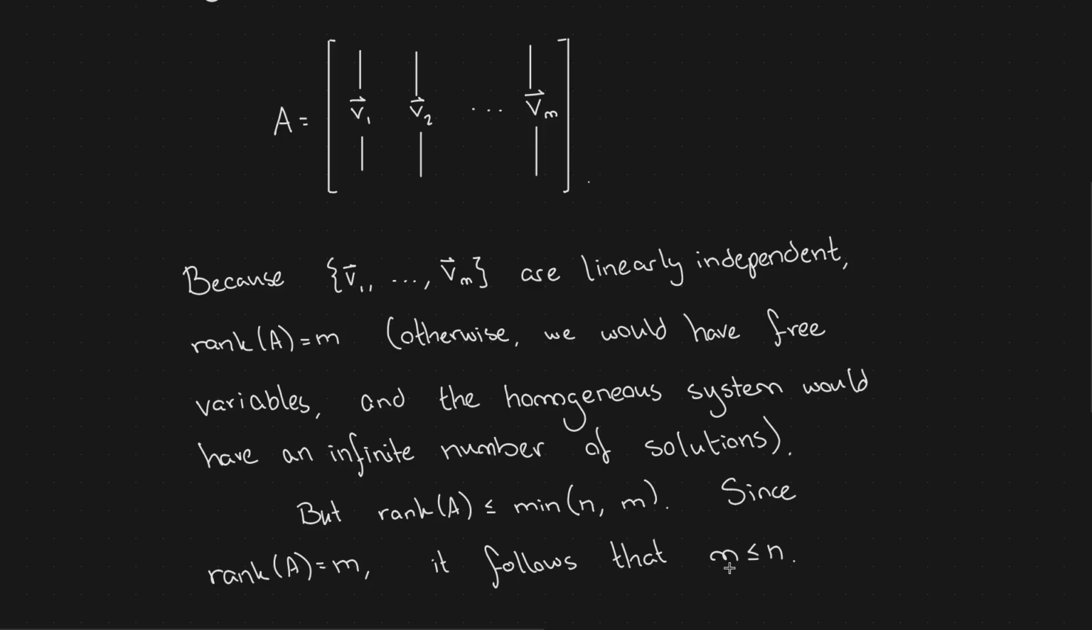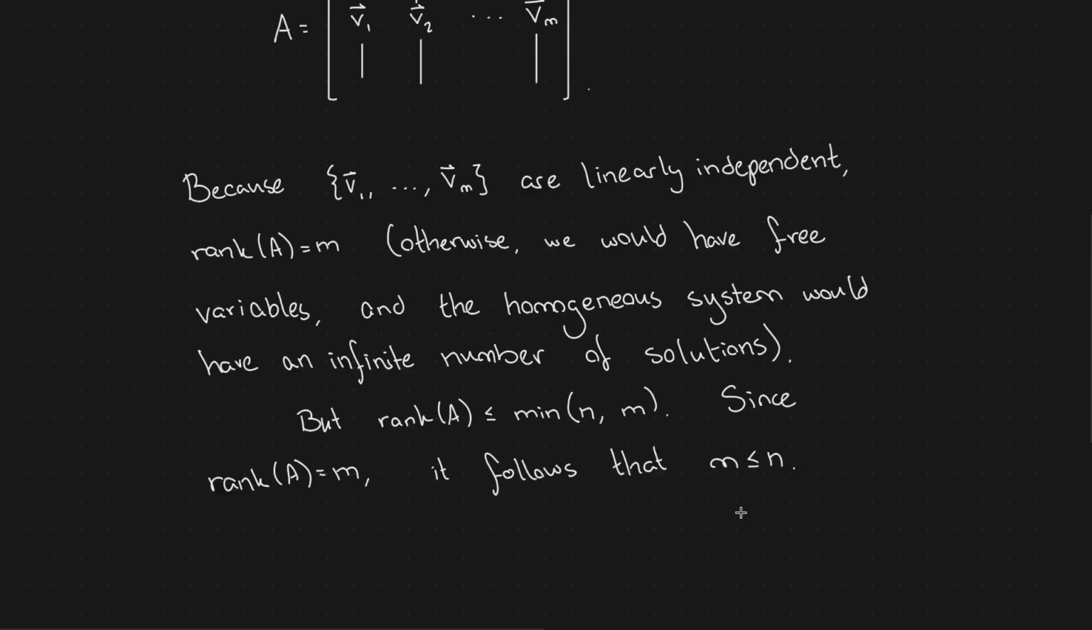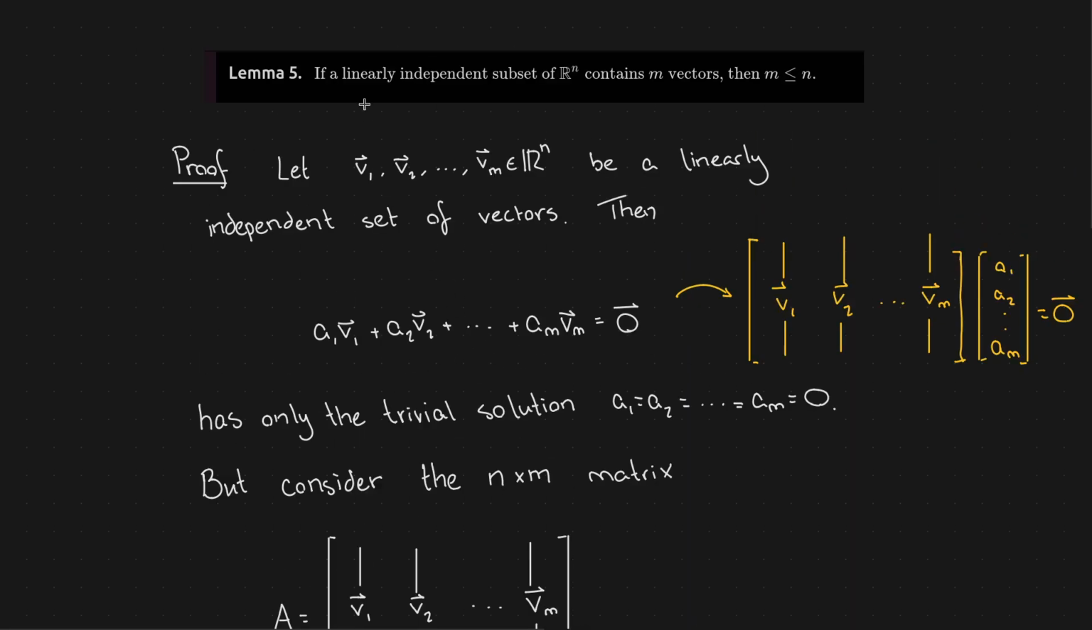So m cannot be larger than n. Our number of columns cannot be larger than our number of rows, and that proves the lemma. All right, so lemma 1 done. And it makes sense if you think about it. If you have a subspace of Rn, then the basis for that subspace should have fewer vectors than Rn. The dimension of the subspace should be smaller.